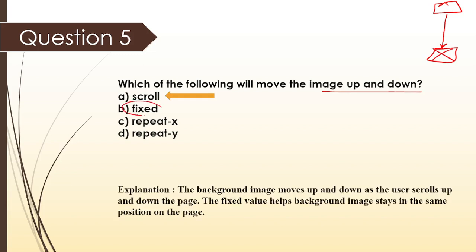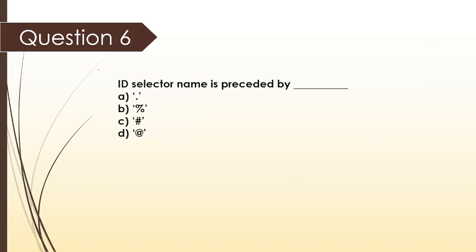We have discussed fixed also. Fixed means if, let's say, I'm scrolling my web page and the background remains at its own position, that means we have used the fixed position. And whenever you move your web page from up to down or down to up, and your background image is also moving at the same position, that means we have used the scroll property. Repeat x and repeat y means we are repeating the image on the x-axis and on the y-axis, right?